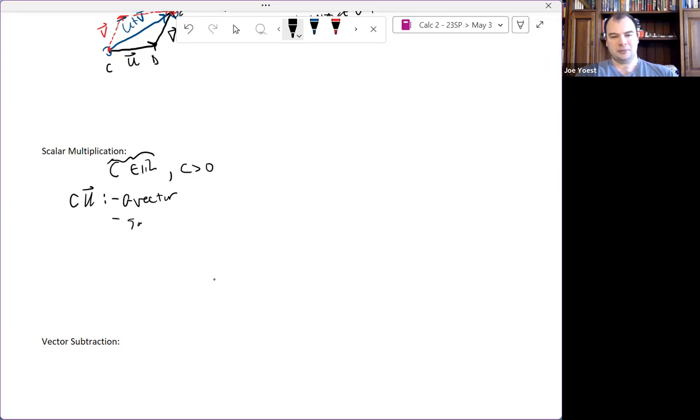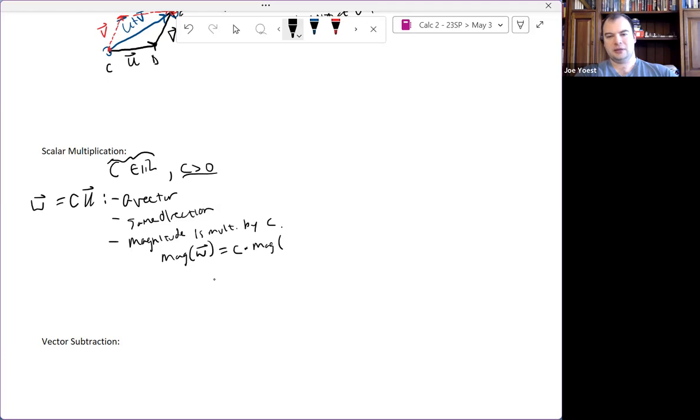It has the same direction when C is positive, and its magnitude is multiplied by C. So the magnitude of this new vector, maybe we can call it W bar, equals C times the magnitude of U bar.